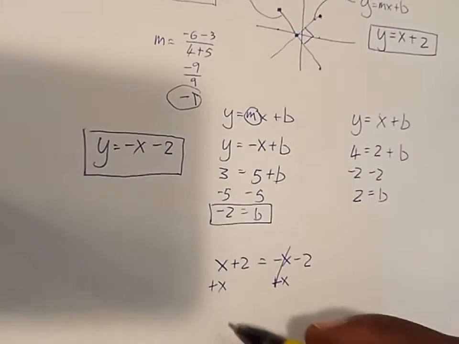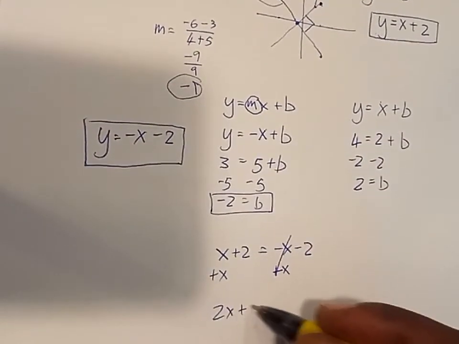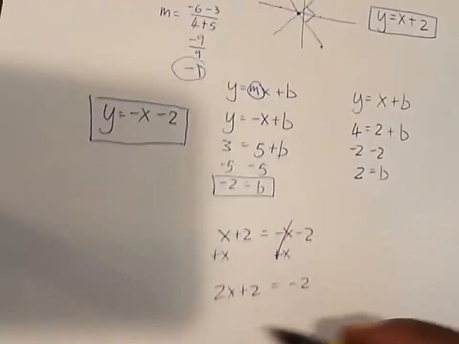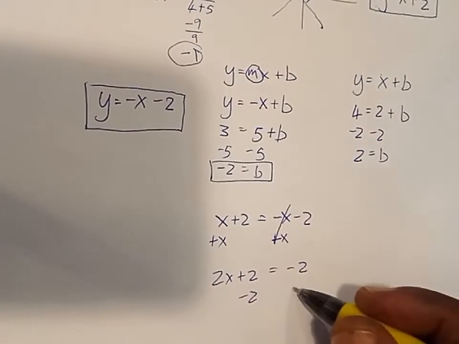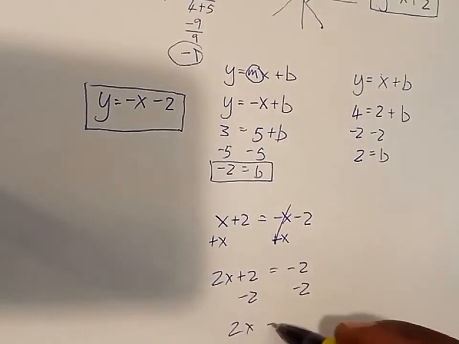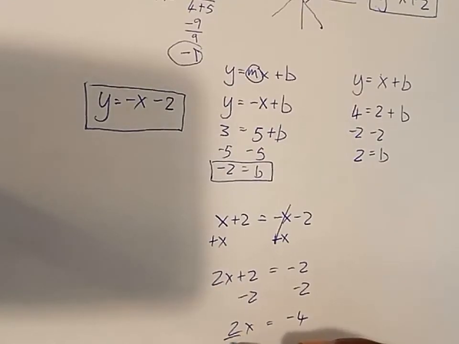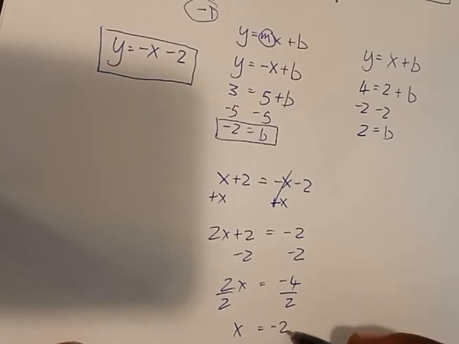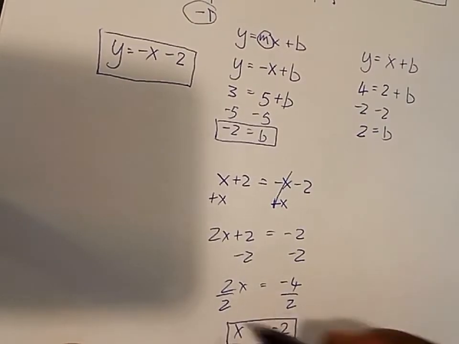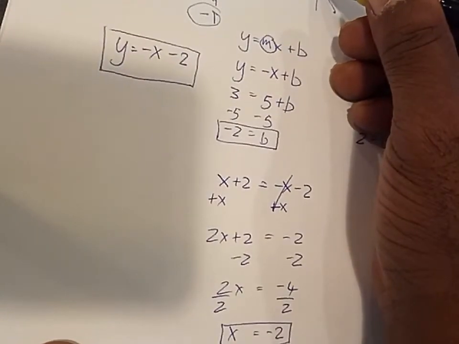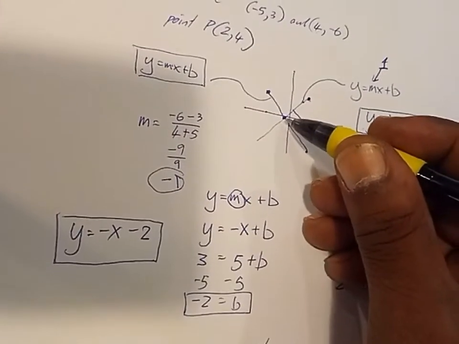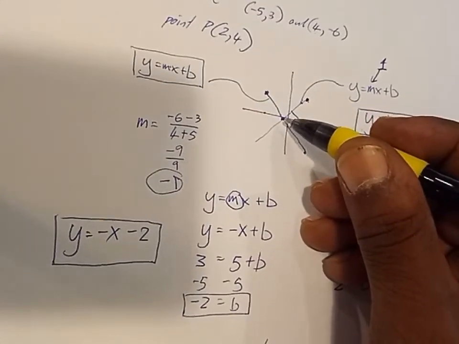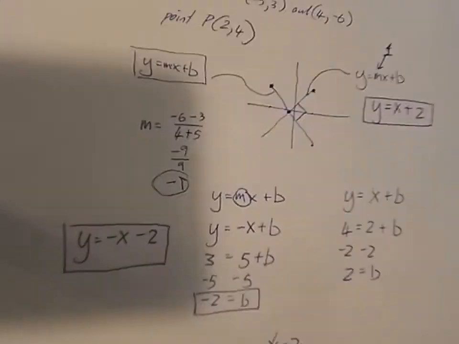Add x to eliminate that. 2x plus 2 is equal to negative 2. Minus 2 minus 2, 2x is equal to minus 4. Divide by 2, divide by 2, x is equal to negative 2. That's the solution for where the x value, where these two lines intersect. These two lines intersect where x is equal to negative 2.